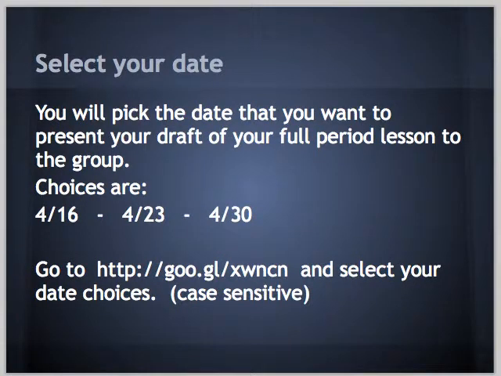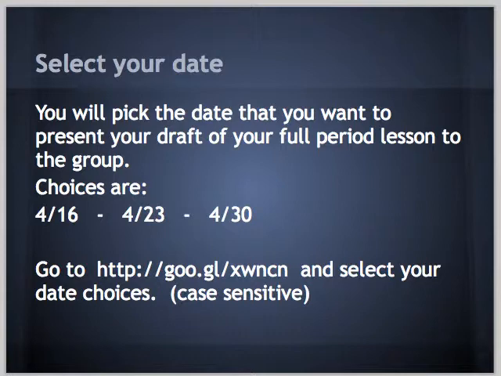You're going to pick the date that you want to present your draft of your lesson to the group. Your date choices are April 16th, April 23rd, or April 30th. There is a link there if you go to goo.gl/xwncn. That should take you to a Google form. If it doesn't, somebody please email me and let me know that it's not working. But it should take you to that Google form, and then you'll be able to select your first, second, and third choice of your dates.